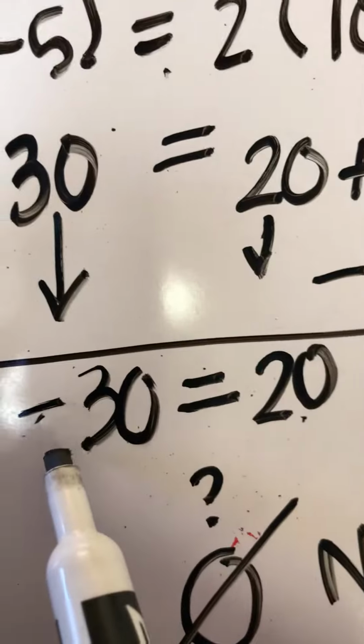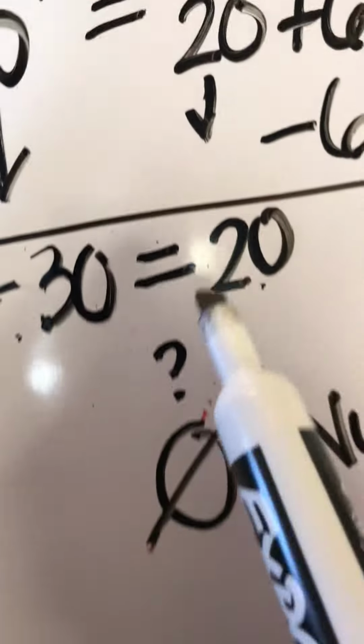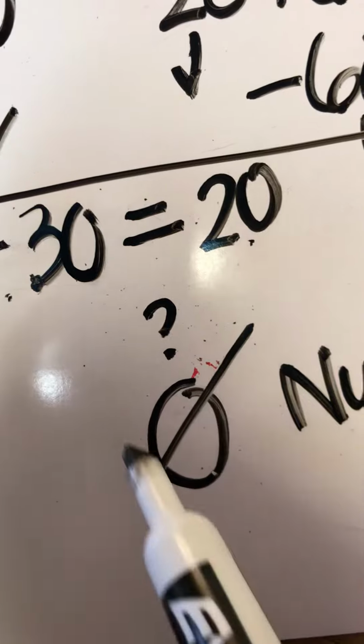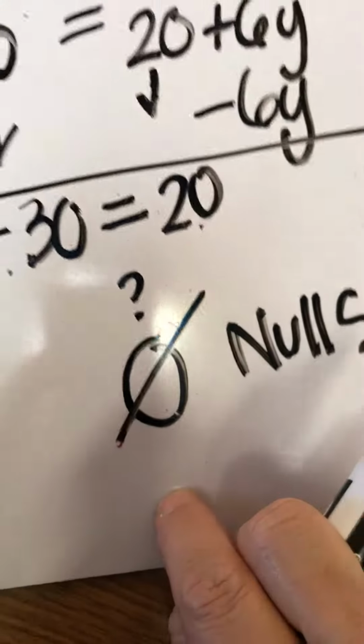So when you're solving an equation and you get a weird statement where one side is never going to equal the other side, you can go ahead and use this symbol, the 0 with the slash through it, or you can just write null set. There is no value that will work.